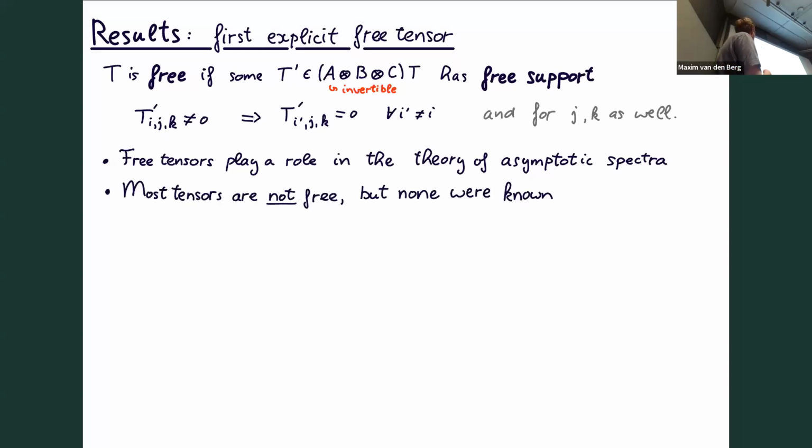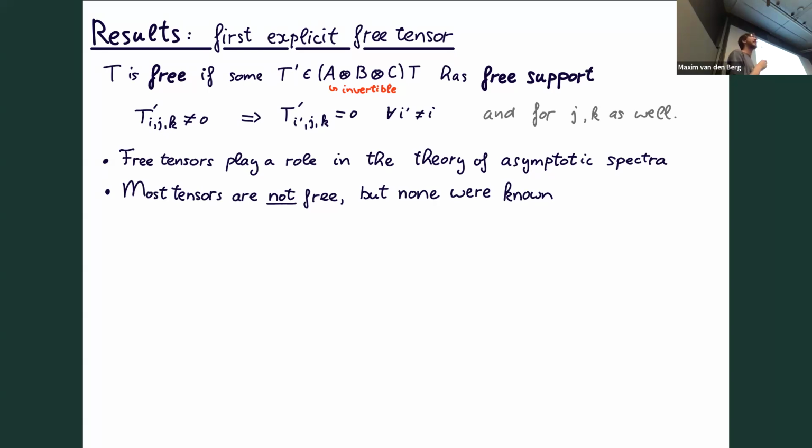One first thing to note is that most tensors are not free. You can find this by a dimension counting argument, because free support means that it's super sparse, and all the tensors that you get are just in the orbit of T. So you can do dimension counts. How many variables do I have here? This is A squared, B squared, C squared, so I can bound the dimension by putting those together. Even though the dimension of the whole tensor space will be larger, it will grow like A times B times C, which is bigger. So for large dimensions, most tensors are not free, but we actually knew no examples of this.